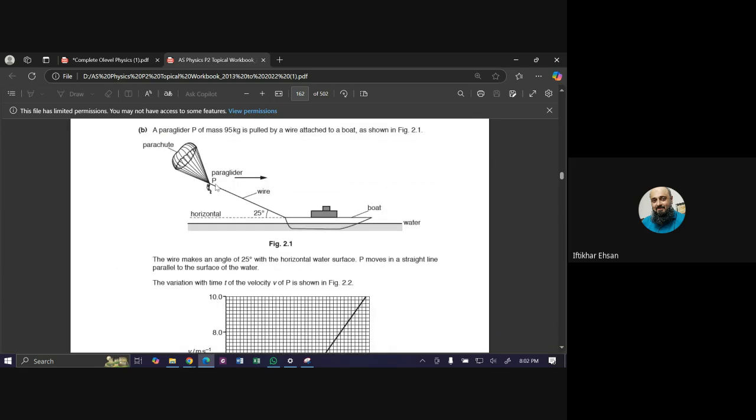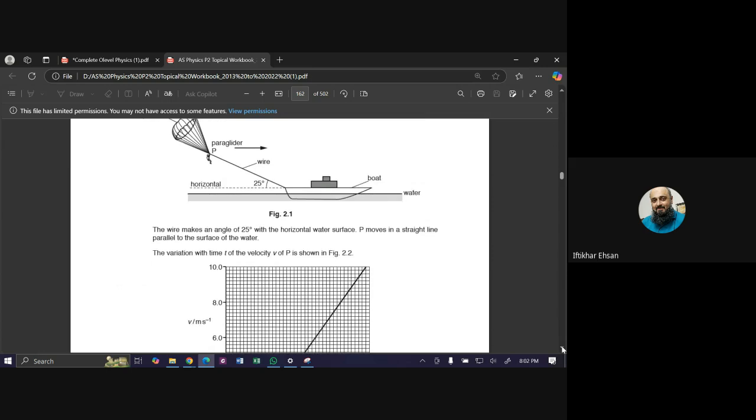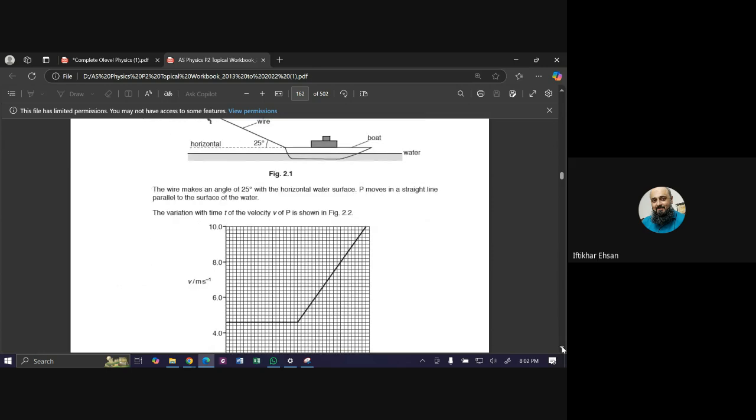Okay, a paraglider of mass is pulled by the wire. First of all, the direction of the wire's pull on the paraglider will be this way. It is pulling it this way, and the parachute is pulling it the opposite way. We will discuss it. Let us see what it asks, then we will snip it.